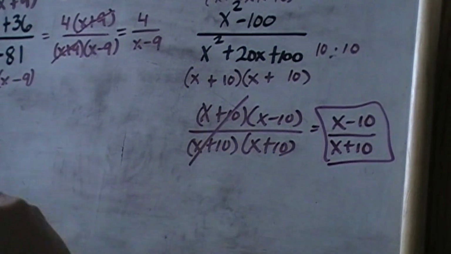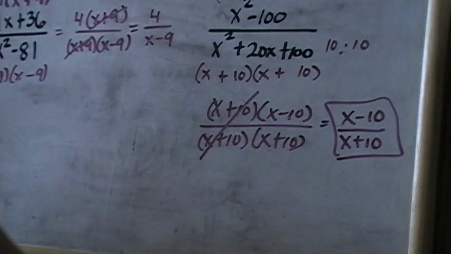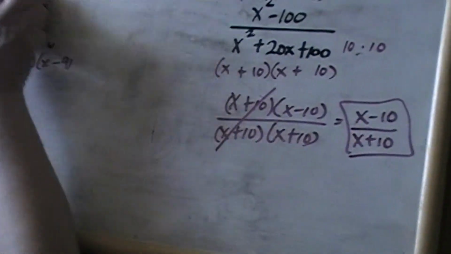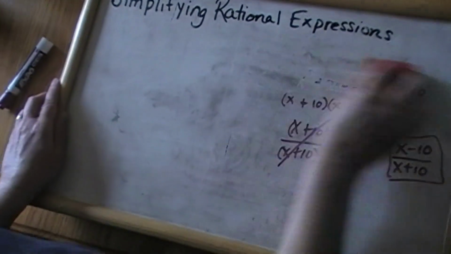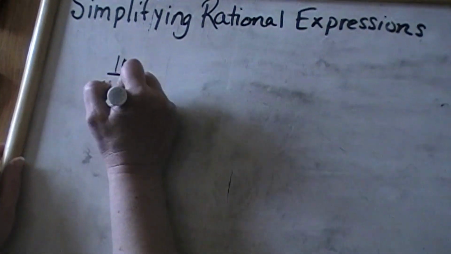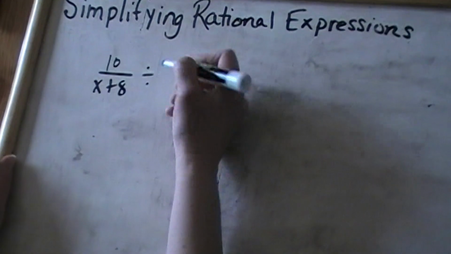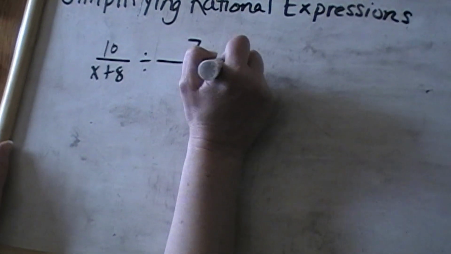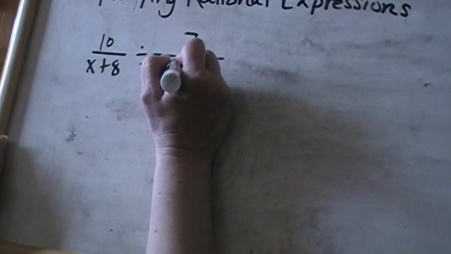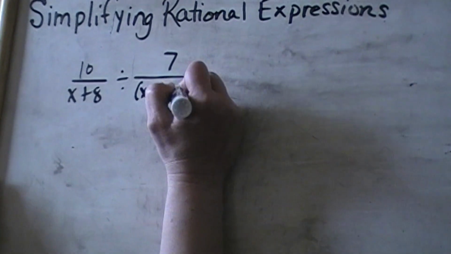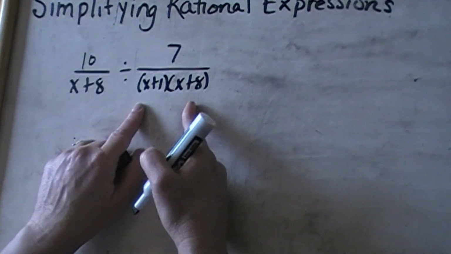The final situation that you'll need to look at and know how to do includes division. So let's look at that. You have 10 over x plus 8 divided by 7 over x plus 1 times x plus 8. This has already been factored for you.